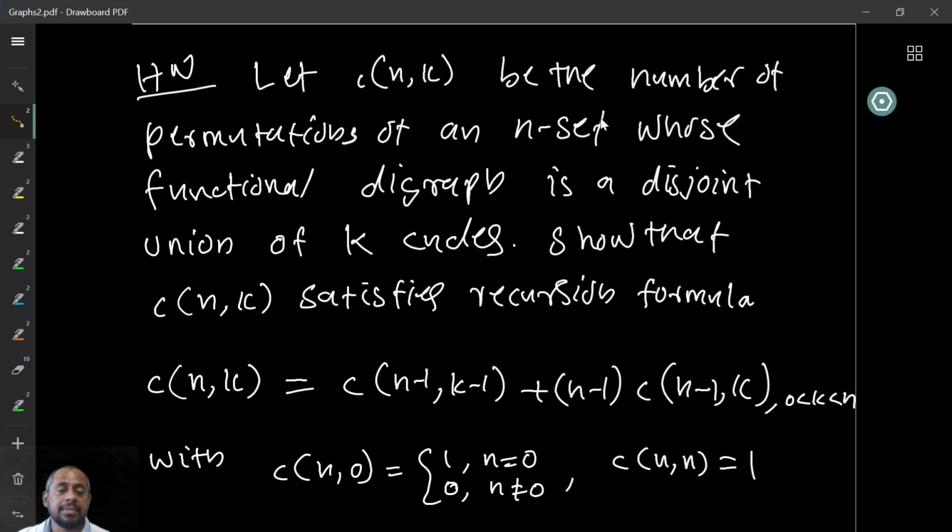Now we will come back to the C(n,k). This is an important number. We will come back and give it a name and so on. That we will do later.